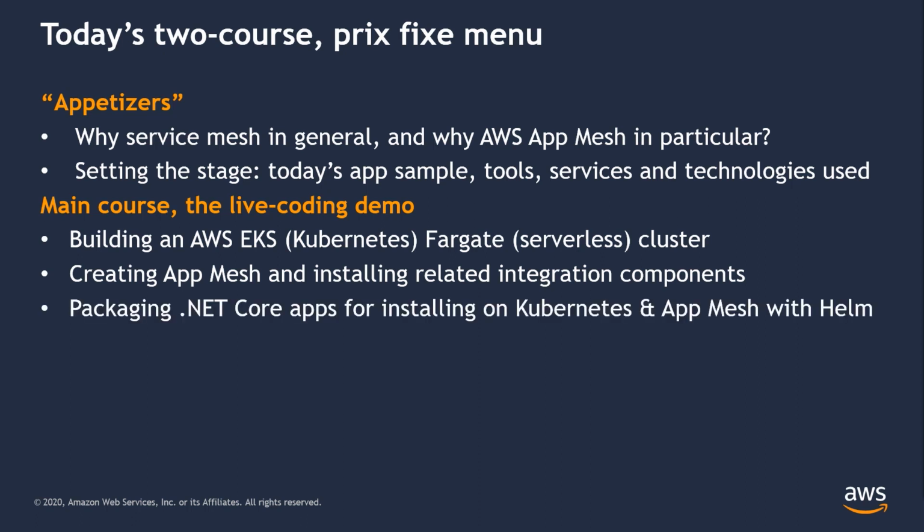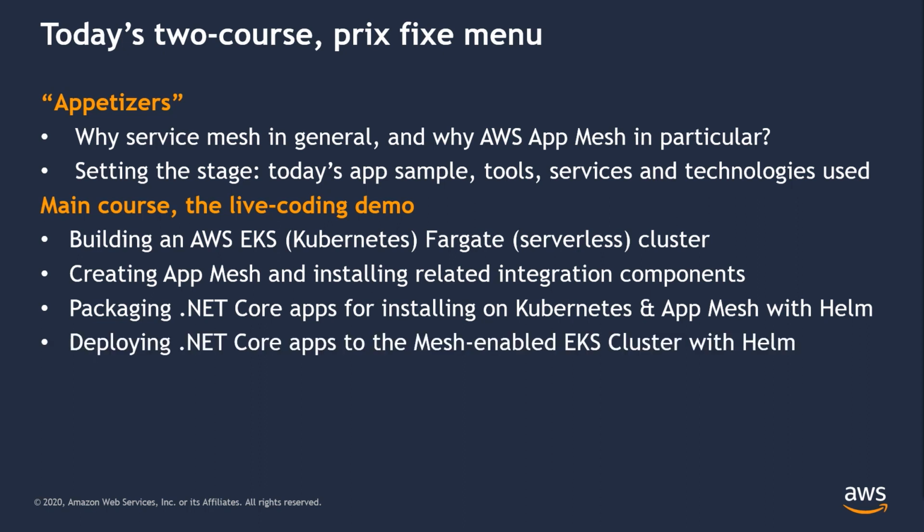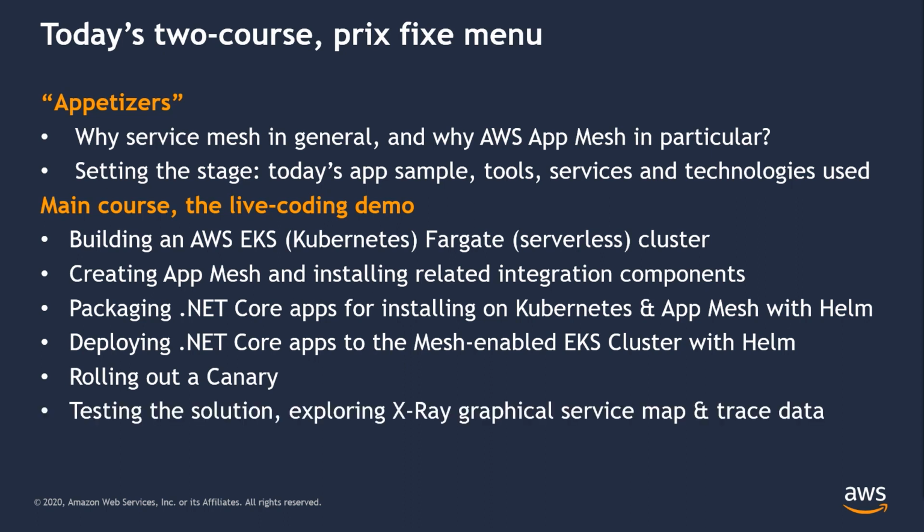We will package sample applications for installing them on EKS with App Mesh. Then we will install our sample application parts using canary rollout model. We will test the entire solution to ensure that the request chain works as designed. And finally, we will see the data about our services on the AWS X-Ray Service Map. After we are done with this demo, I will suggest practical hands-on exercises that should make App Mesh knowledge stick better and to make the knowledge more tangible.